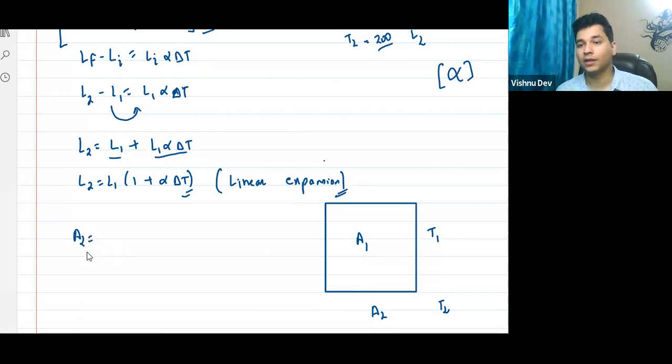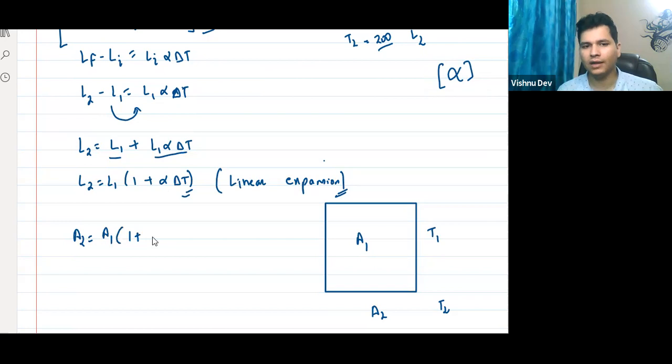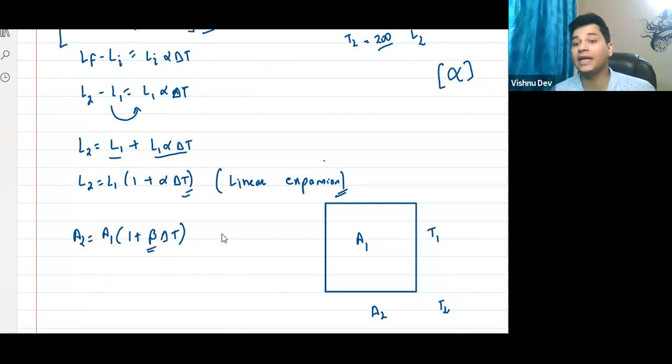A2, which is area at temperature 2. Sir, 2 into (L plus B) plus 2 into (L plus B). A1 into (1 plus... now here it is alpha, so it should be something else, which is beta) delta T. Because alpha is for linear expansion. Beta is the same thing, the coefficient of expansion for area.